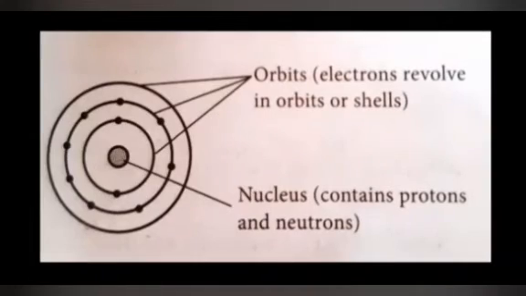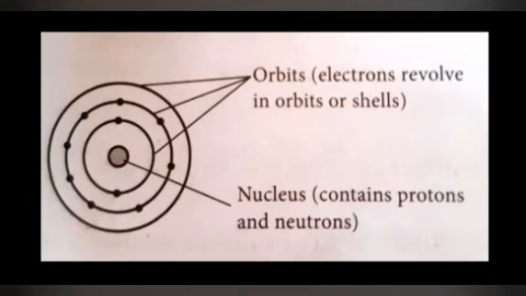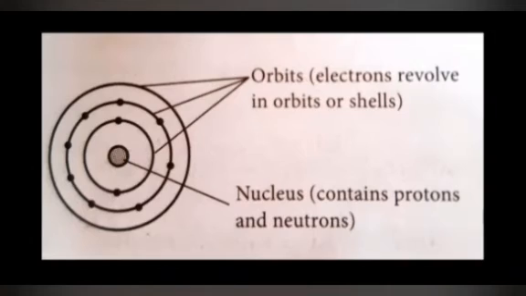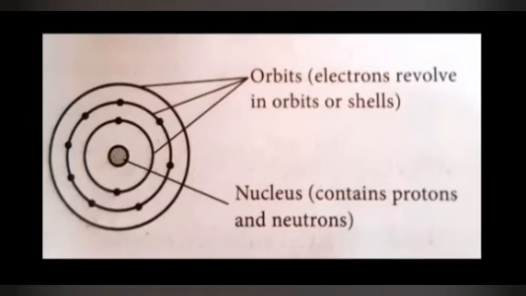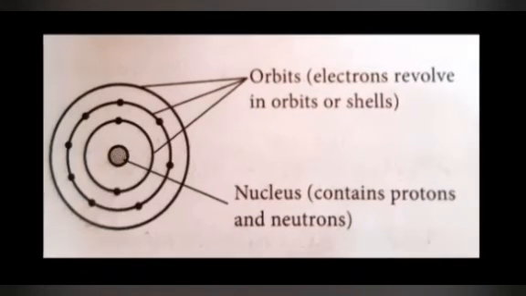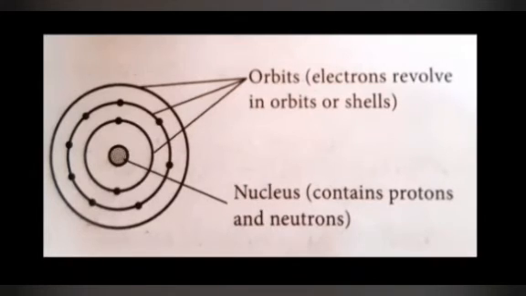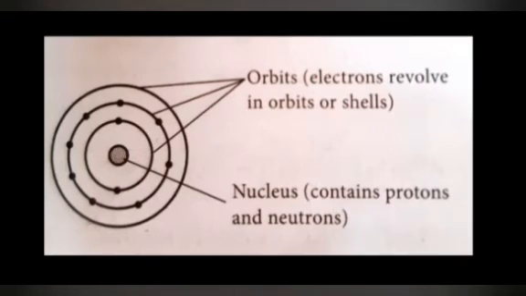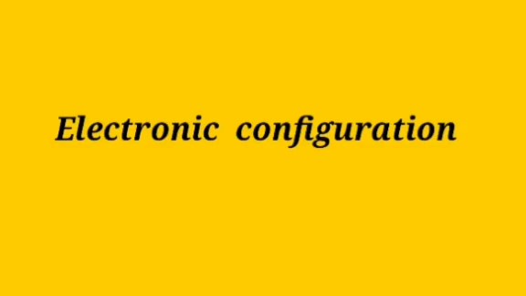There are two structural parts of an atom: the nucleus and the empty space in which there are imaginary paths called orbits. Look at the picture: electrons revolve in orbits or shells. The middle place, the center, is called the nucleus. It contains protons and neutrons. You already know that electrons occupy different energy levels called orbits or shells. The distribution of electrons in different shells is called electronic configuration.